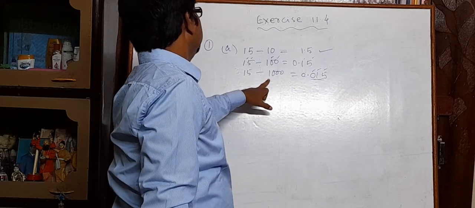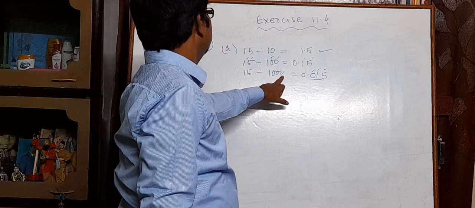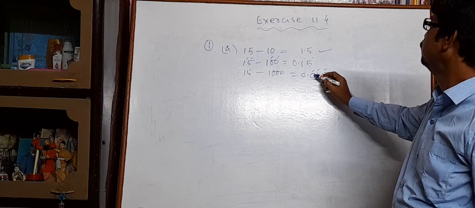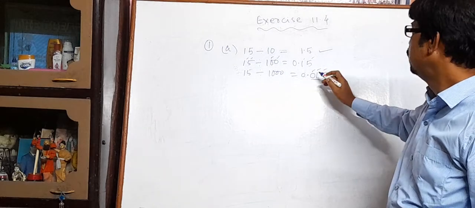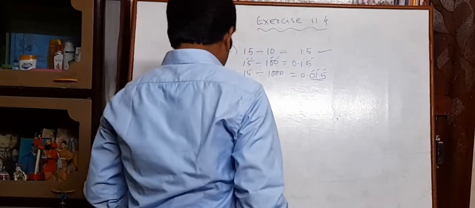Now 15 divided by 1000, here 3 zeros are there after 1. So the decimal point will be given after 3 digits. So 1, 2, 3. 0 was not there. We have put 0 ourselves to make it a 3-digit number. 15 can be written as 0, 1, 5 also. And the decimal point has been given after 3 digits, that is 1, 2, 3. Then point. And for confirmation we put 0. Clear, children? Yes.